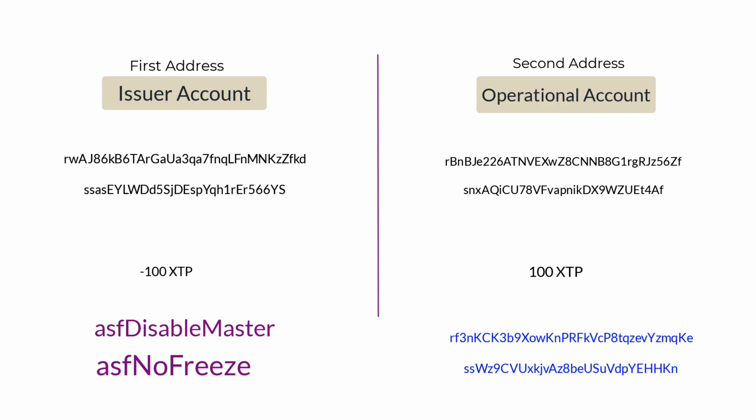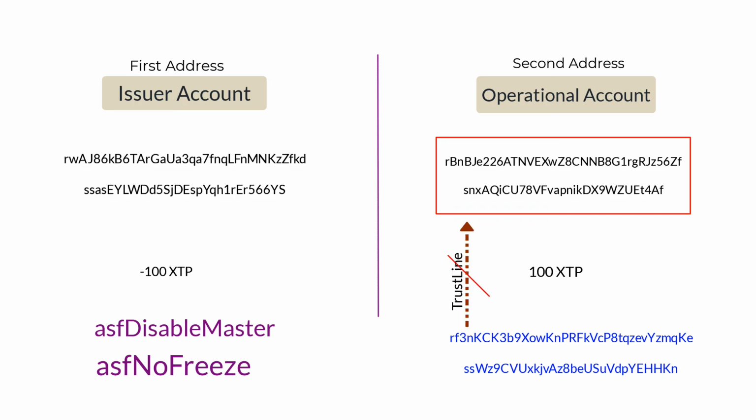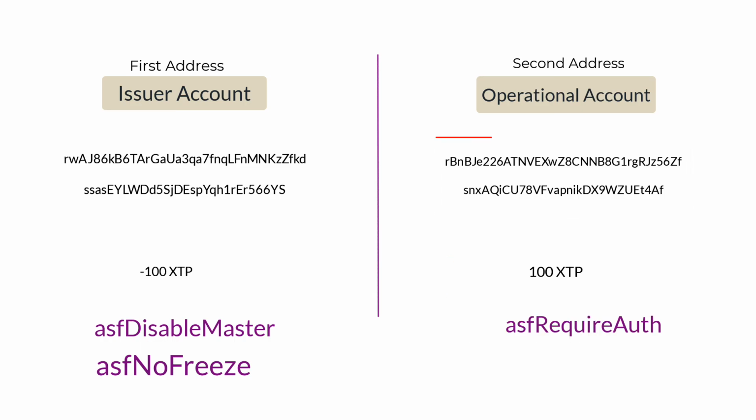Now any other account which is willing to hold XTP should establish a TrustLine with the issuer, and then this second address can transfer some XTP to that address. Okay, but now people might confuse this operational address as the issuer and start establishing a TrustLine with this R address itself. To avoid such a scenario, you can enable the request auth flag on this operational address, which means it requires authorization for users to hold balance issued by this operational address. Of course, this operational address has no issued tokens, so it doesn't authorize any users to hold its tokens.